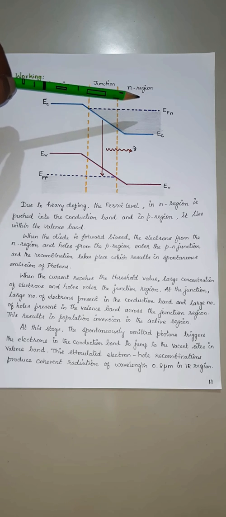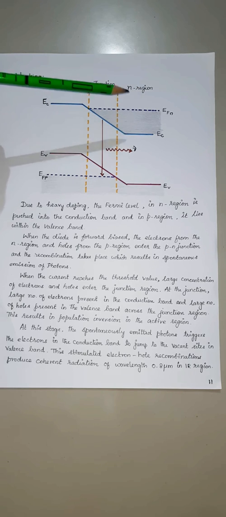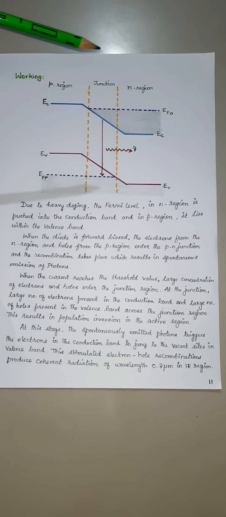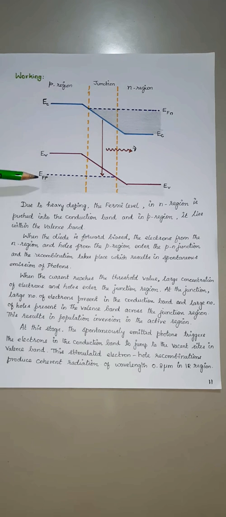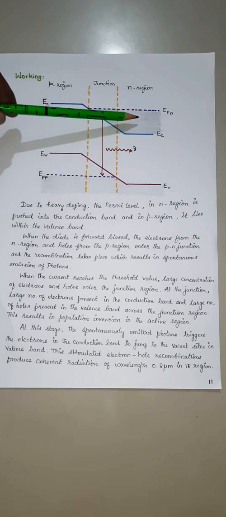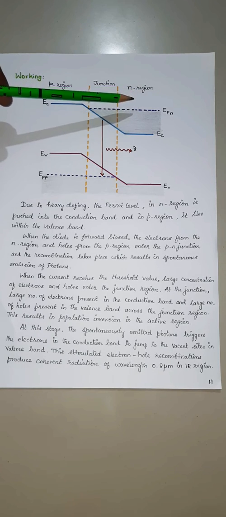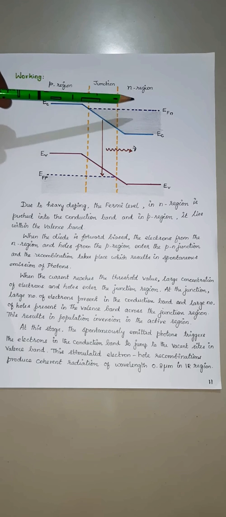The Fermi level is nothing but the highest occupied energy level at 0 Kelvin. So in the P region, because of heavy doping, the Fermi level lies within the valence band, whereas in the N region, the Fermi level lies within the conduction band. It is pushed into the conduction band.